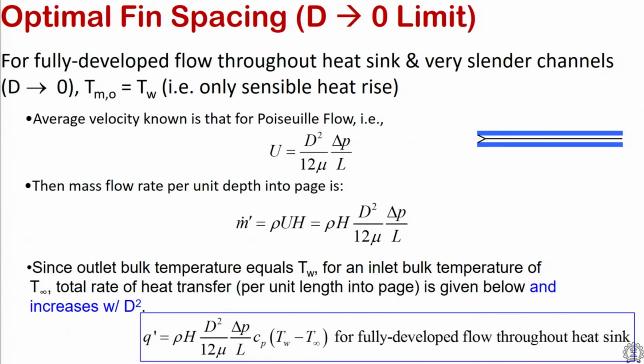So then rho times H, we use the u expression from the Poiseuille flow approximation. From this, using m Cp delta T, one can write the heat transfer rate per unit length as this. This is the fully developed flow limit when D tends to 0.